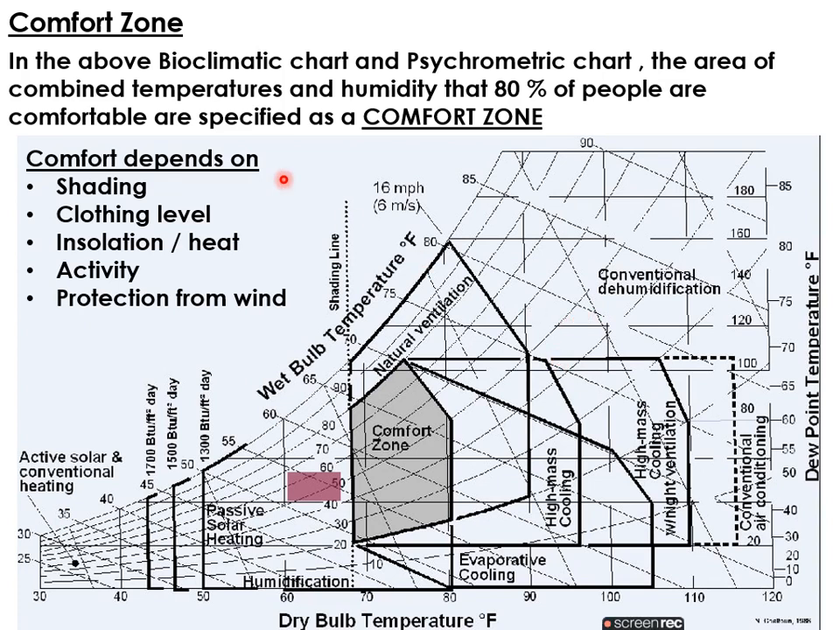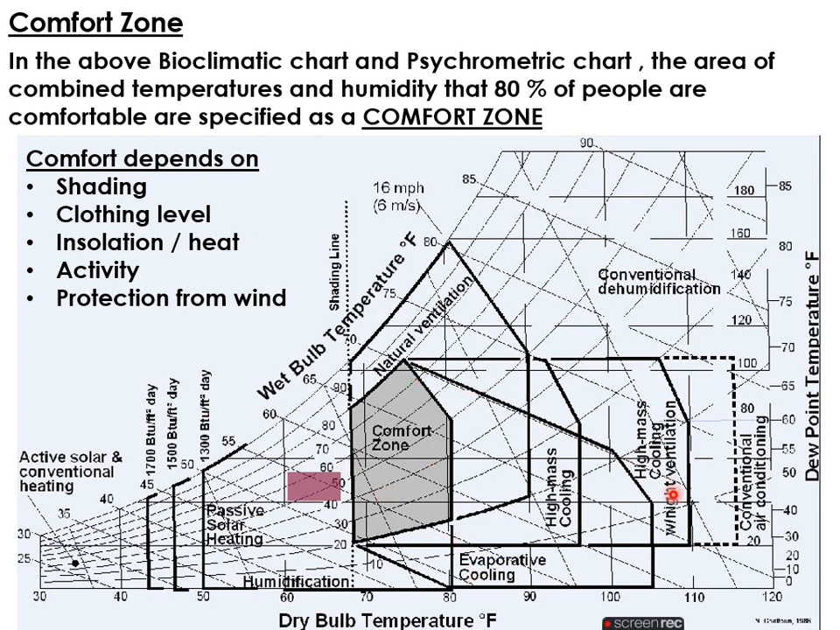So you can see comfort zone is nothing but, in a bioclimatic or in a psychrometric chart, the area with the combined temperature and humidity in which 80% of the people are comfortable is specified as the comfort zone. Of course there is some kind of subjective response also. So we find out what type of temperature and in what climate or what humidity level you feel comfortable, etc. And it depends on the shading level, the clothing level, of course the heat, how much heat is there, the activity, and also the protection from the wind. Okay, so this is the comfort zone.